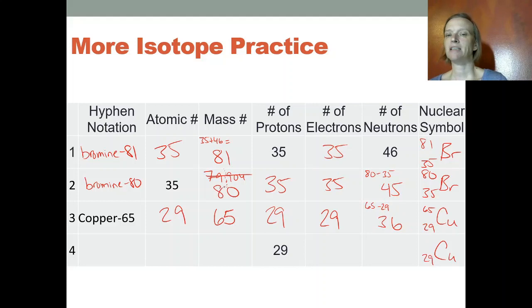But this time I did not give a mass number or a number of neutrons, so I don't know anything about neutrons or mass numbers. So I'm going to go ahead and use the value from the periodic table, and that is 63.546. I'm going to round that to the nearest whole number. I'm going to have to round up to 64. So I'm going to put a 64 up top, and I'm going to call this copper 64.